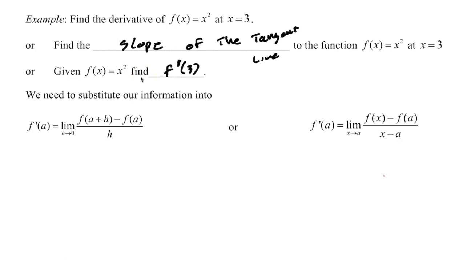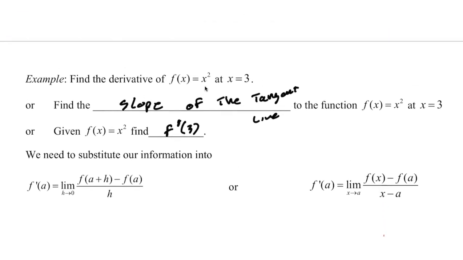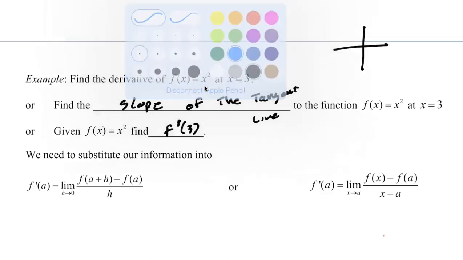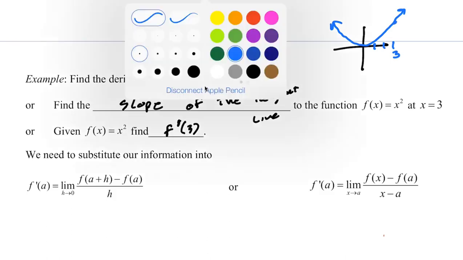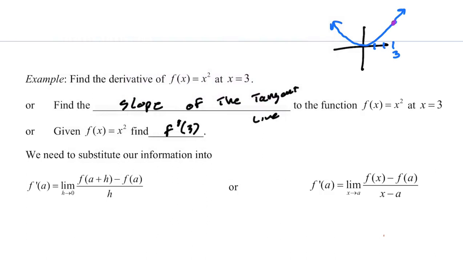So let's quickly talk about what we're actually doing here. I'm going to draw a graph real quick. Let me just get a little space. And now I'm going to draw a graph for x squared. It's a parabola, so it's going to look kind of like this. All right, just to give an idea. And we want x equals 3, so over here. We're trying to find the slope of the tangent line at x equals 3. So right around there.